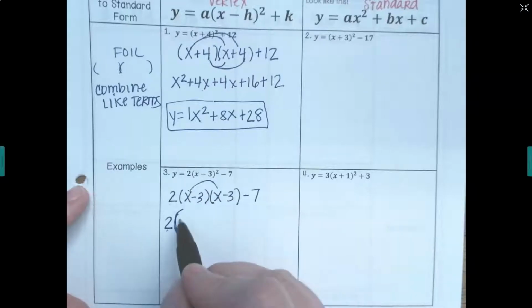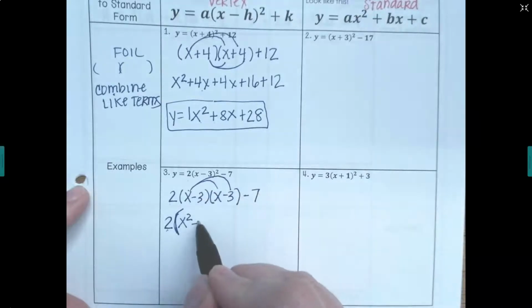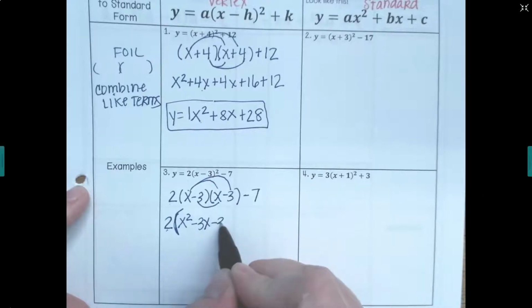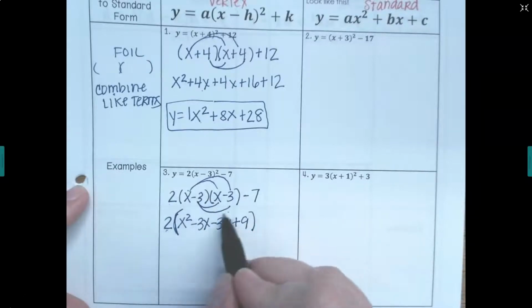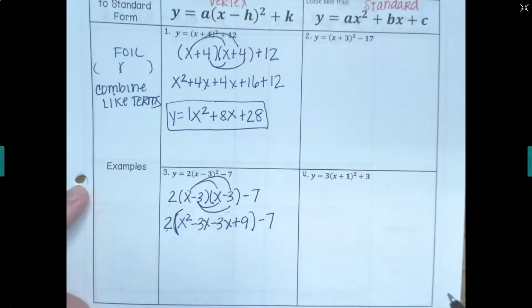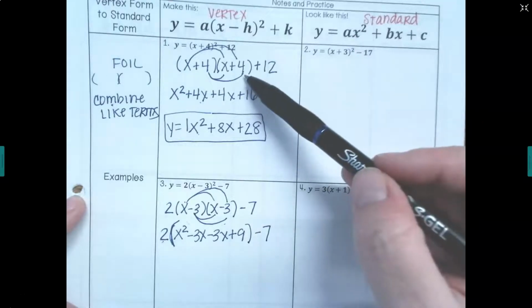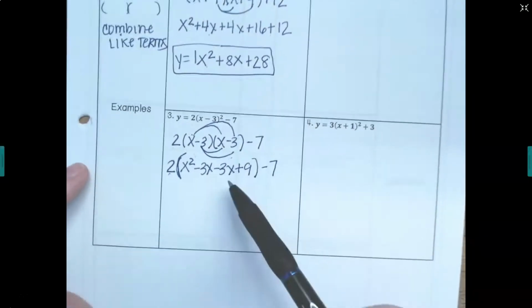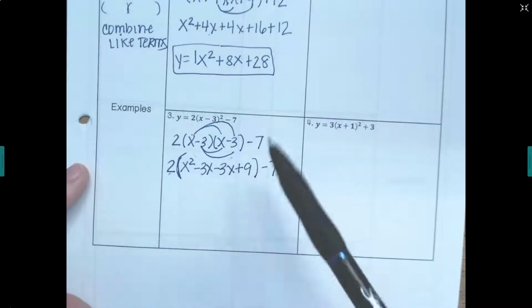So x times x is x squared. X times negative 3 is negative 3x. Negative 3 times x is negative 3x. And negative 3 times negative 3 is positive 9. And that ends those parentheses, and then minus 7. Now, we were able to drop the parentheses in the first step up here because we had done everything and there was nothing else left to do other than combine like terms. We kept them here because I still have to multiply this 2 to whatever's inside this parenthesis.